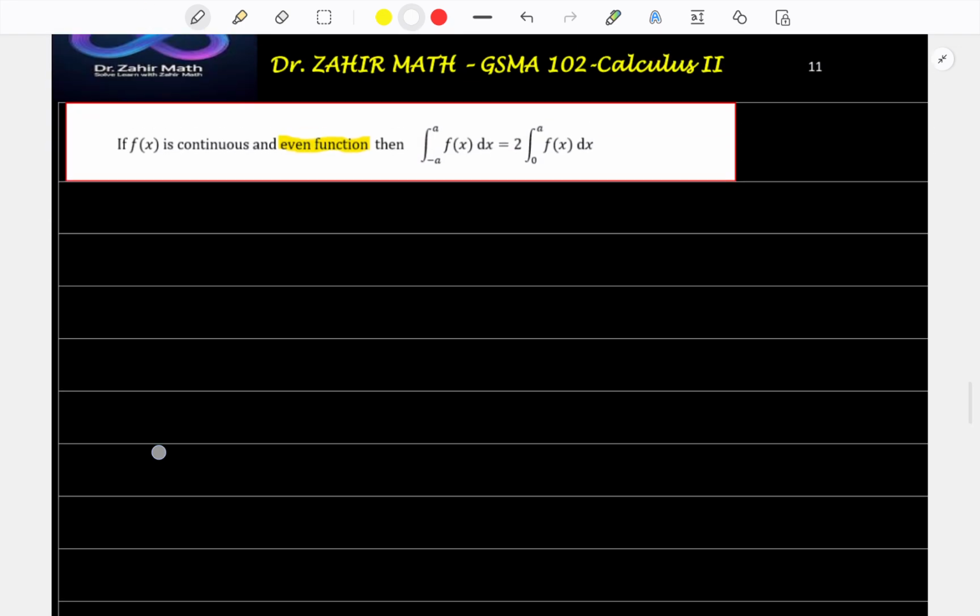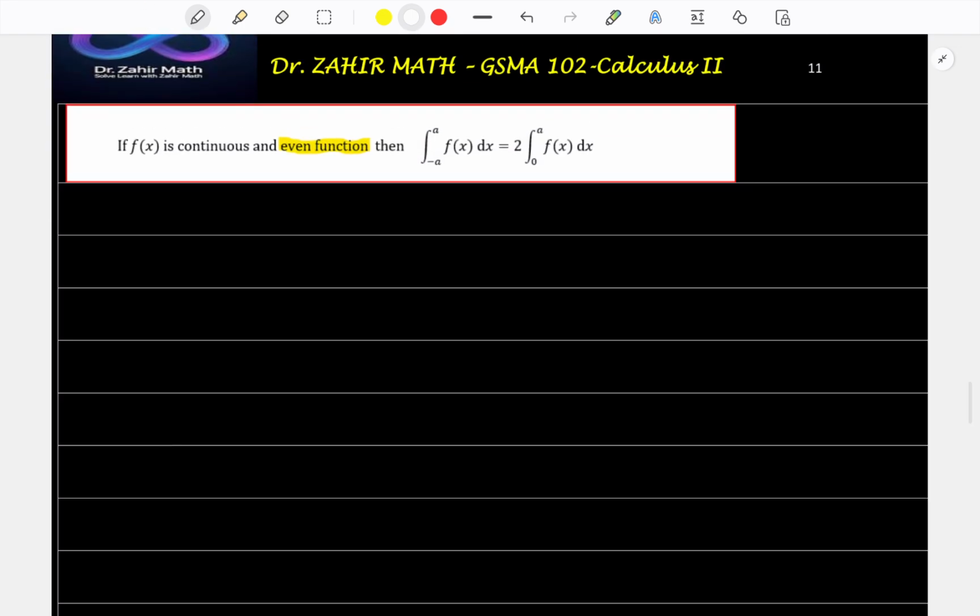Let me do one small example for this one. What is the example I'm going to do? Let's take an example. This is not in your class or homework sheet, just an example. You can check it with the calculator. So I'll give you the theorem, the rule.